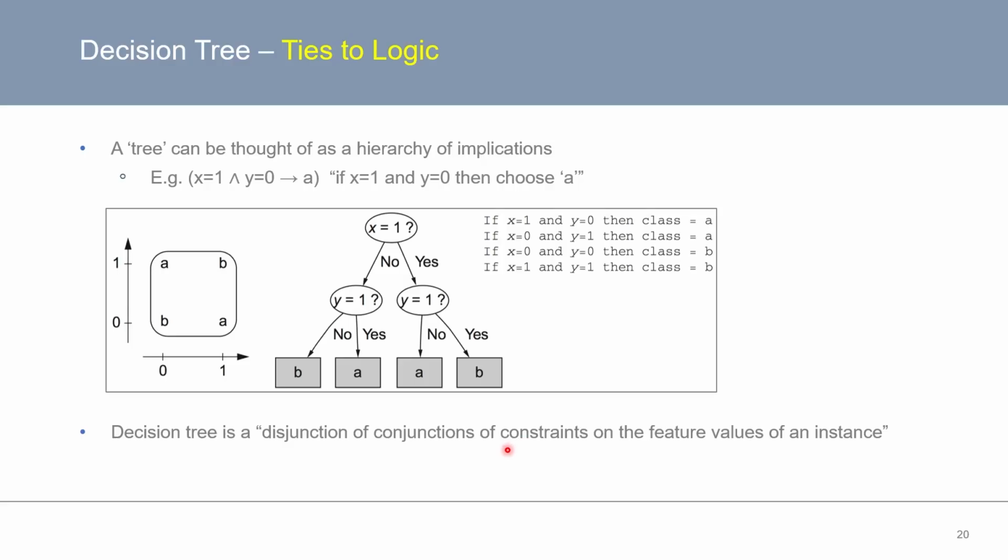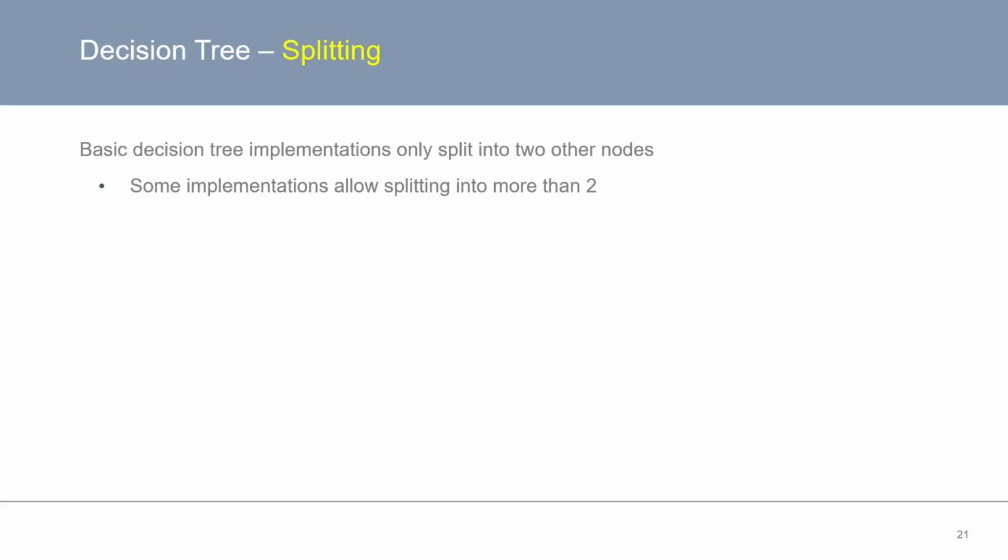The conjunction of constraints on feature values alludes to the fact that we're assigning these features specific values, and the disjunction component of this definition alludes to the fact that there are multiple ways to end up as A or to end up as B. Let's take a quick step back and look at how decision trees can be split based on whether we're looking at a categorical or a numerical feature.